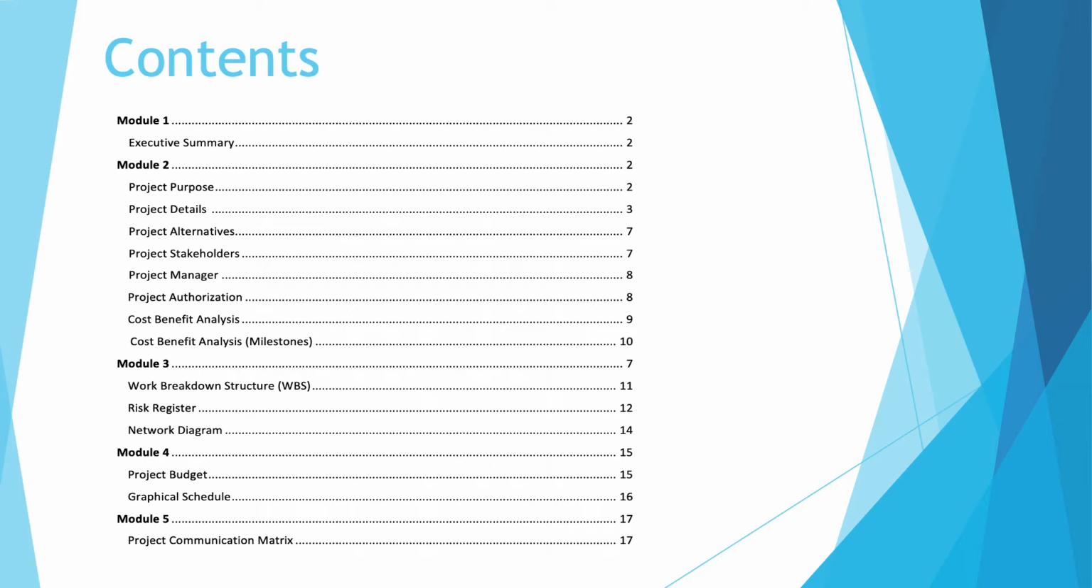In the plan, we will go over our project charter that will encapsulate everything from the executive summary, project purpose, up to the project authorization and approvals. And we will also be looking at cost-benefit analysis of the project, milestones, work breakdown structures, risk registers, network diagrams, project budgeting, scheduling of the project, and we will conclude with reviewing the project communication matrix.